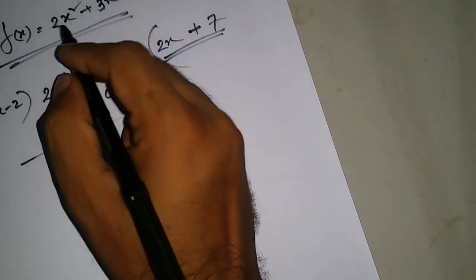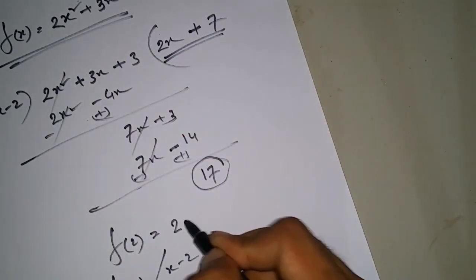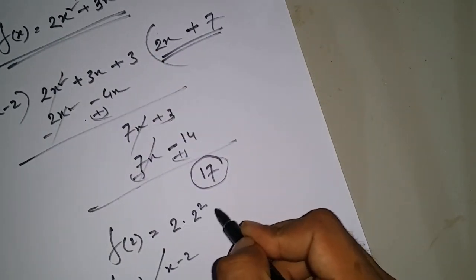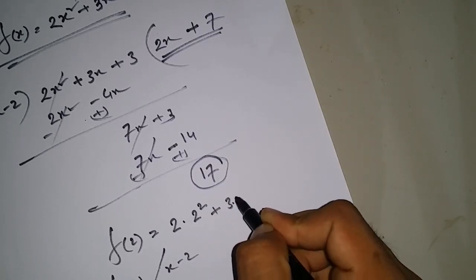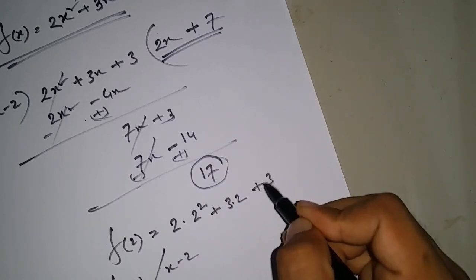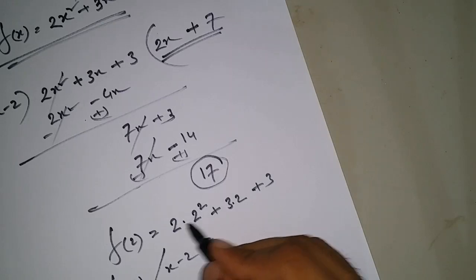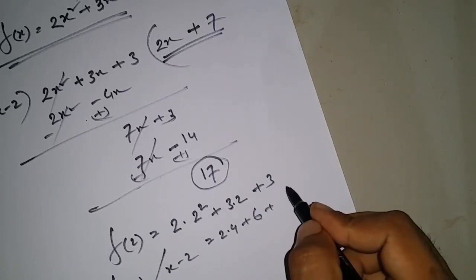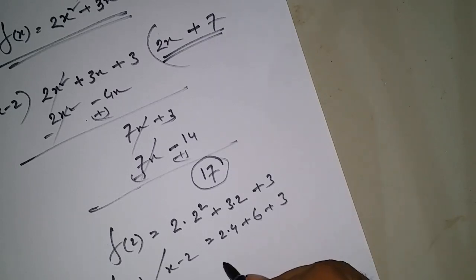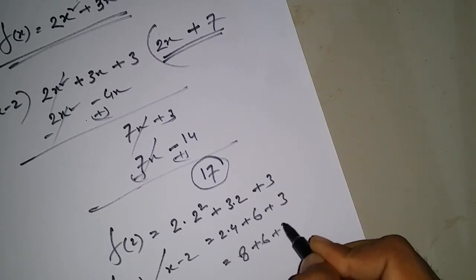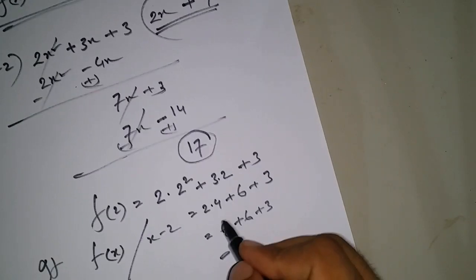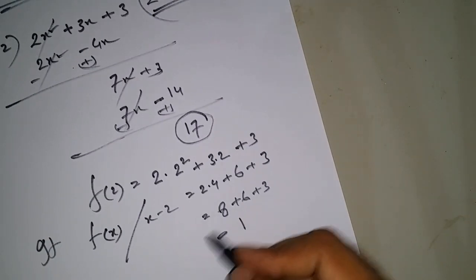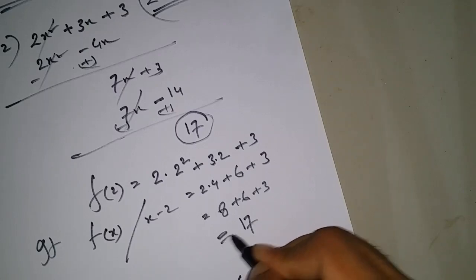Here f of 2 equals 2 into 2 square plus 3 into 2 plus 3, which is 2 into 4 plus 6 plus 3, 8 plus 6 plus 3, which is 17.